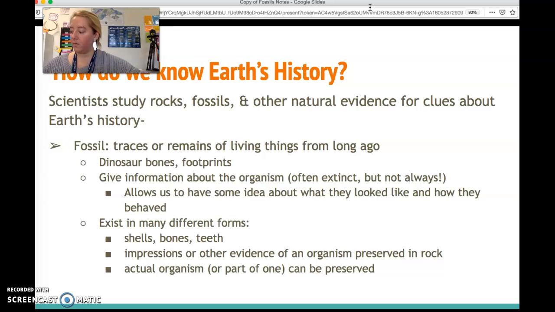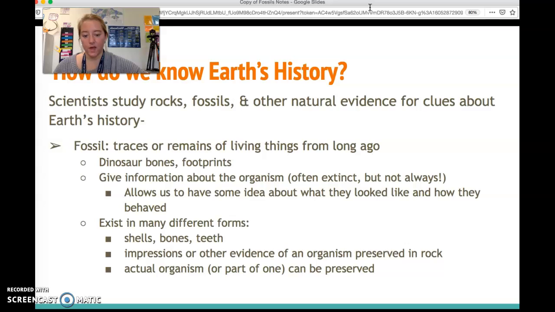Just a little misconception we've got to clear up, that life is more than just the big things you see. It's the tiny things as well, like bacteria, protists, and viruses. Okay, but anyways, fossils are traces or remains of living things from long, long ago. They can include bones, like dinosaur bones, or footprints, and they give information about the organism, often extinct, but not always.